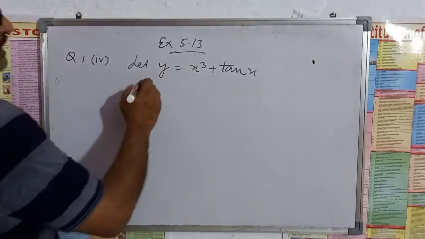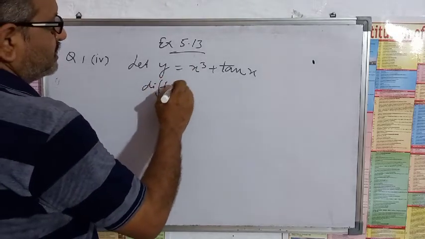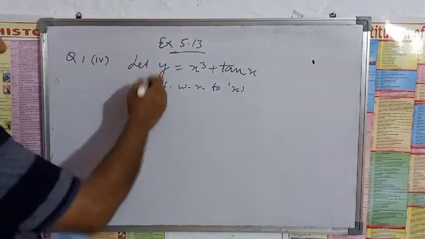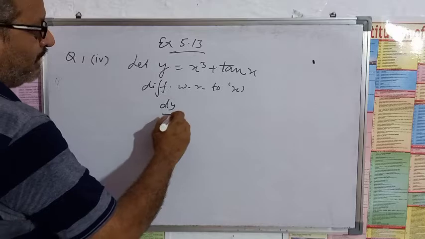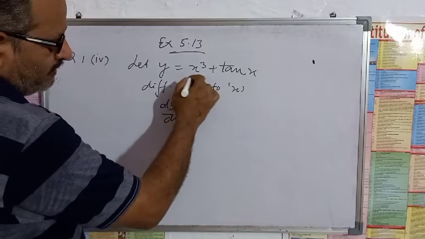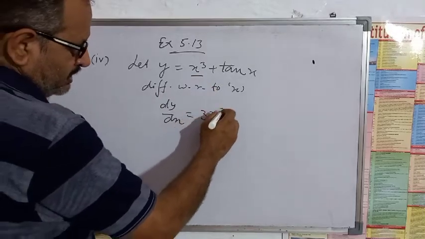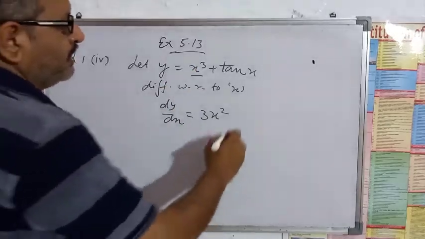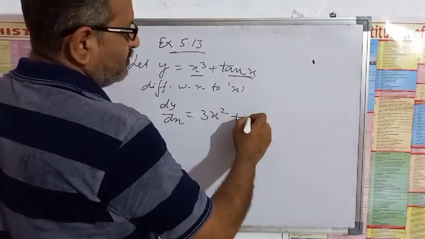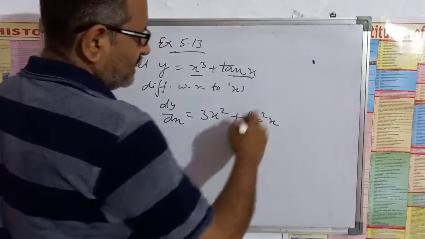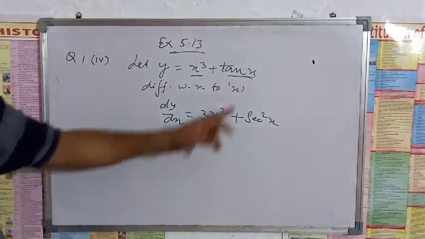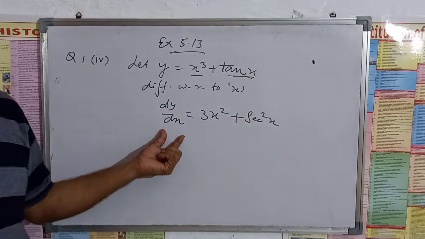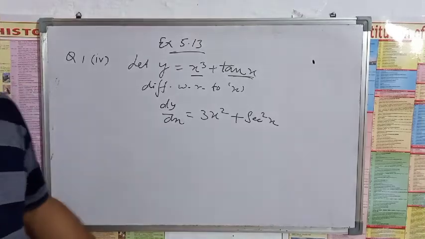So firstly differentiate it. Differentiating with respect to x. So left side we will write dy by dx. What is derivative of x cube? 3x square. Derivative of x cube is 3x square. Tan x derivative is sec square x. Differentiation of tan x is sec square. So this one is first order derivative.